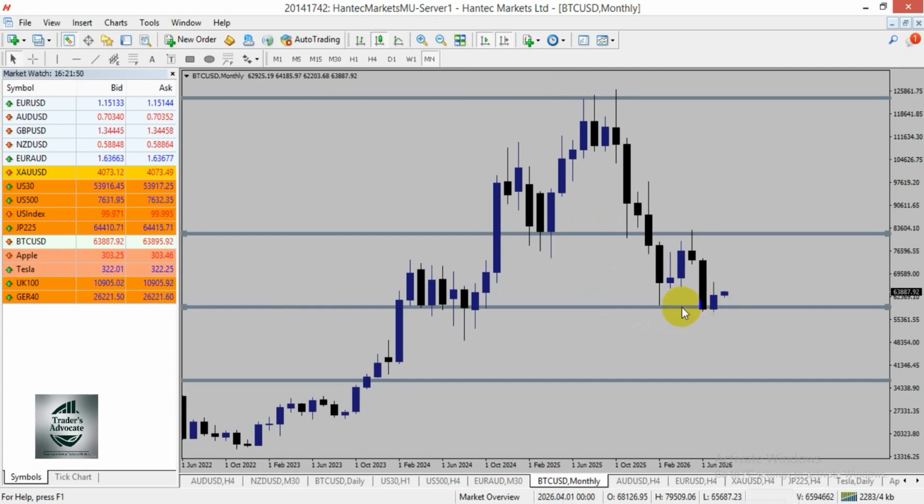Let me zoom in properly. This is known as a double bottom. So the market has formed a double bottom on a major level of support. This is the first bottom. This is the second bottom.